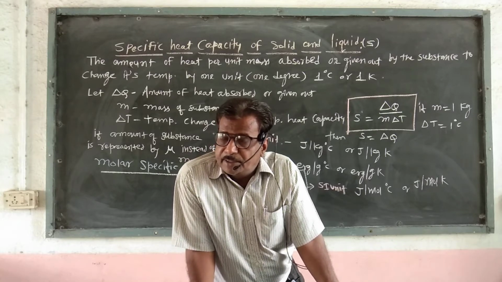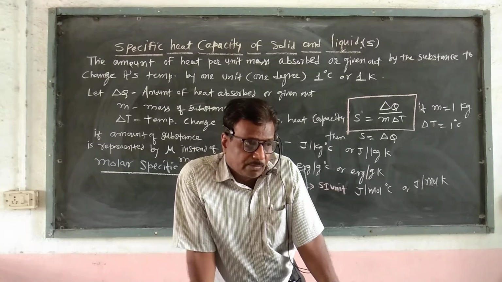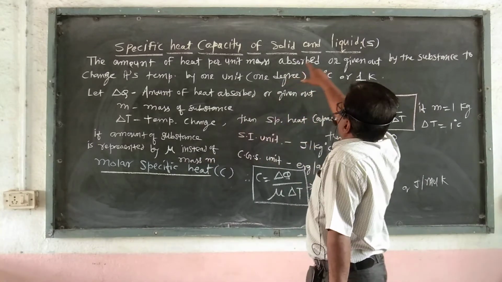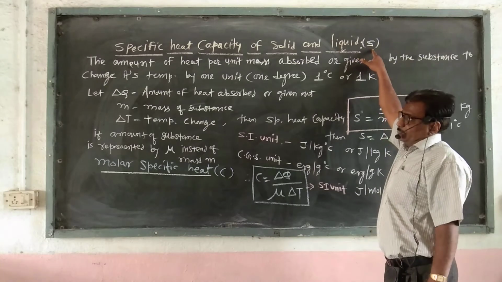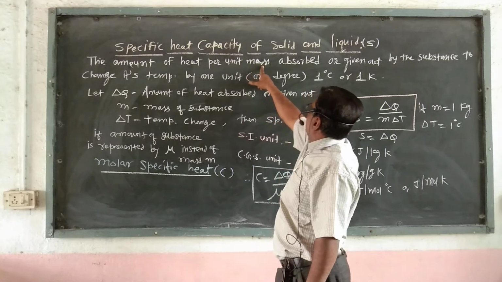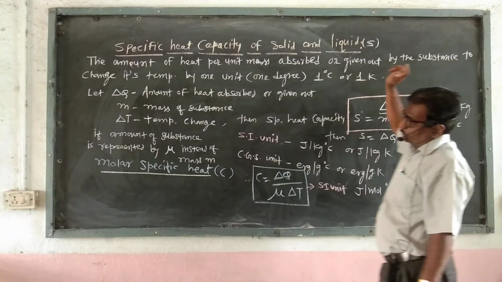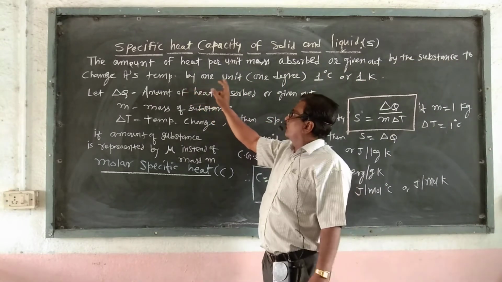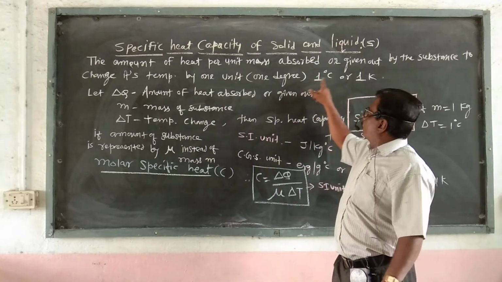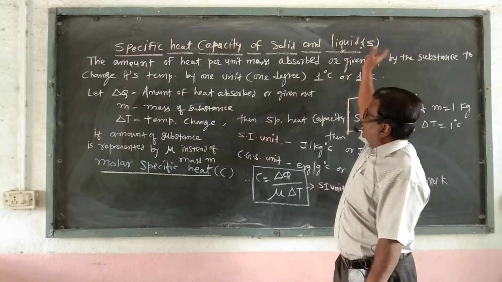When there is a change of 1 degree Celsius for a mass of 1 gram or 1 kilogram, that is called specific heat. So we define specific heat capacity, represented by the letter S, as the amount of heat per unit mass absorbed or given out by the substance to change its temperature by 1 unit. 1 unit means 1 degree Celsius or 1 degree Kelvin. That is known as specific heat, represented by the letter S.